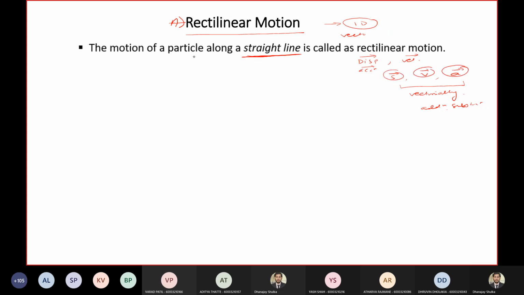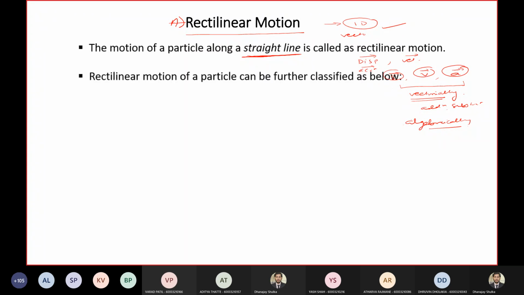Okay, but since we are considering rectilinear motions here, and this is 1D, it can be analyzed algebraically. In 1D, it doesn't matter whether we are considering vector addition or not. In case of 1D analysis, algebraic addition and subtraction may be performed on each motion parameter. So we are going to do the same here. Now, rectilinear motions of a particle can be further classified as what?